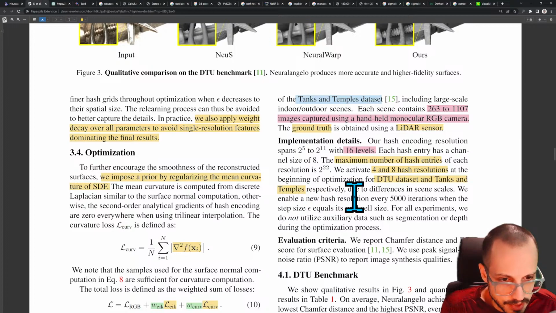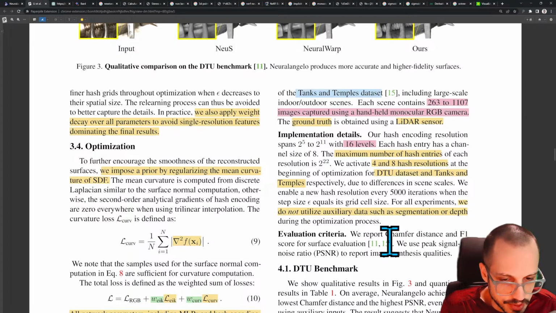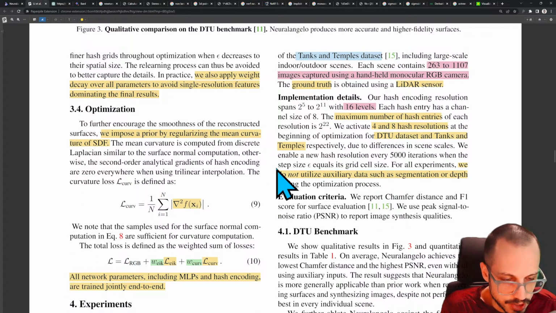We enable a new hash resolution every 5,000 iterations when the step size equals its grid size. For all experiments, we do not utilize auxiliary data such as segmentation or depth. Yeah, so a strong point of this paper is that they don't use auxiliary data, so you bet they're going to be telling you all about that every time.